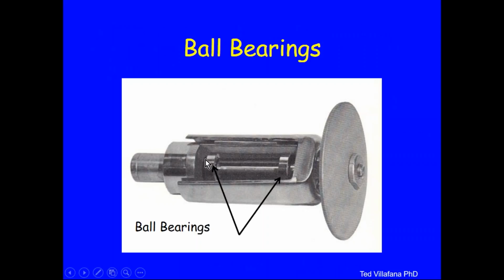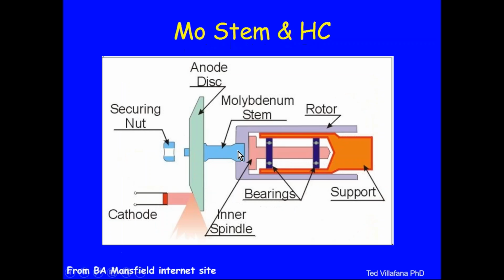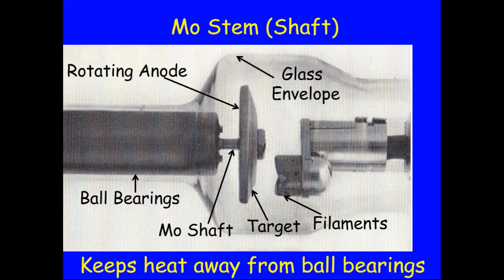This is what that area looks like. Here are the ball bearings over here. You can hardly see the shaft. It's back here connecting the disc to this region over here, around which this will rotate. Here's a better picture of that, showing you the ball bearings and the stem, and the anode, as we've just finished discussing. Okay, and this is another picture of the actual X-ray tube showing you that molybdenum shaft or stem.